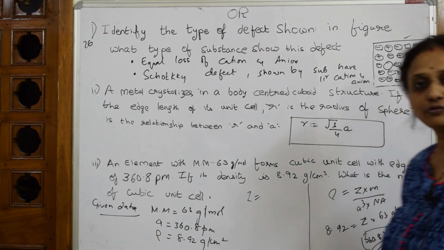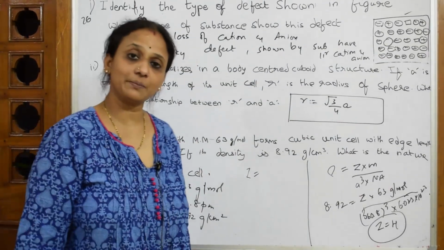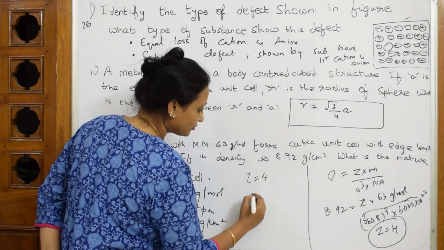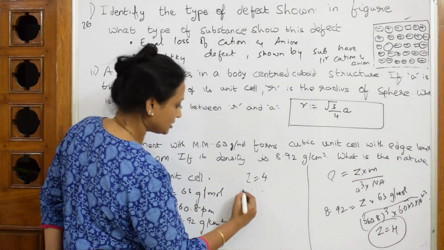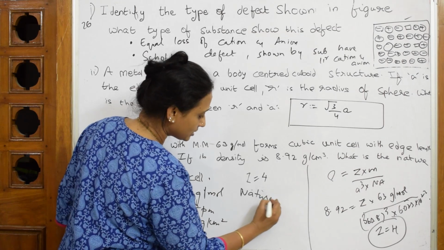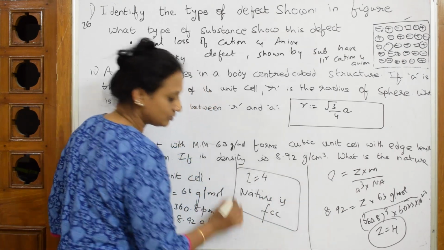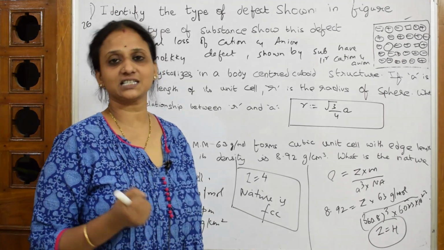When you get an answer of 4, what is the nature of atom? The number of atoms 4 are present in which one? FCC lattice. So you can write Z is equal to 4, hence the type of lattice, because they've asked what is the nature? Nature is FCC. This is what you are going to write. Simple, isn't it? So with this, we have completed the 2018 sample paper.